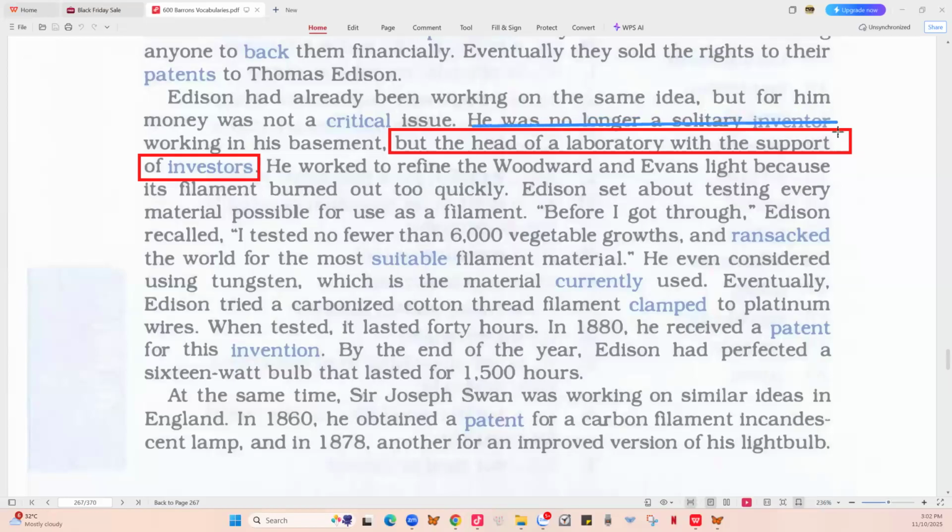The first sentence, he was no longer a solitary inventor working in his basement. And the second part is, but the head of a laboratory with the support of investors. They use the word but here. So show me the meaning of the whole sentence, please. He wasn't the only person to invest in his basement, but Edison is the leader of a laboratory, and he had the financial support from investors. Wasn't the only person to invest in his basement. So he invests in his basement, or he works in his basement. English again, please.